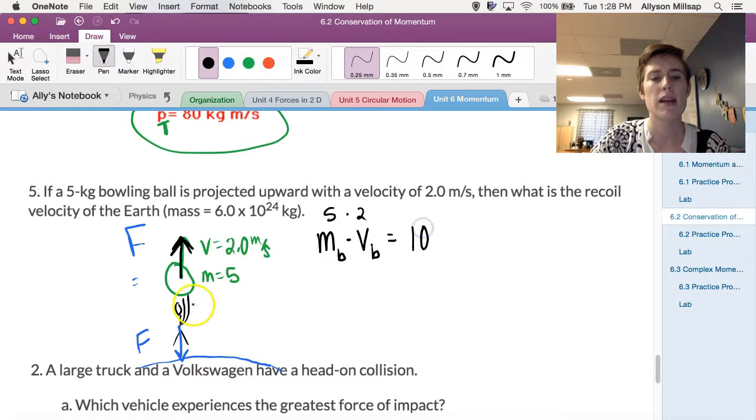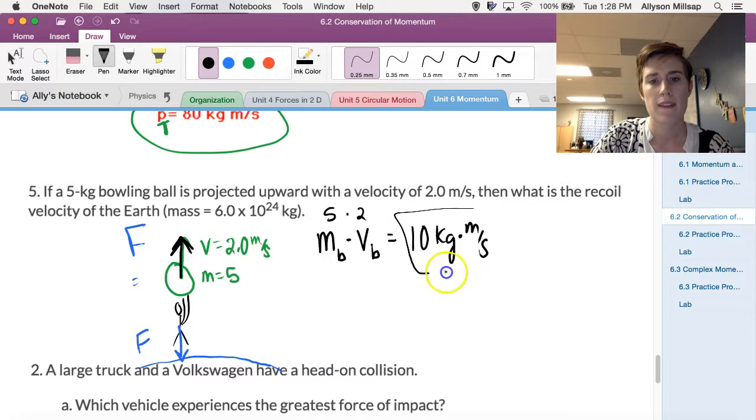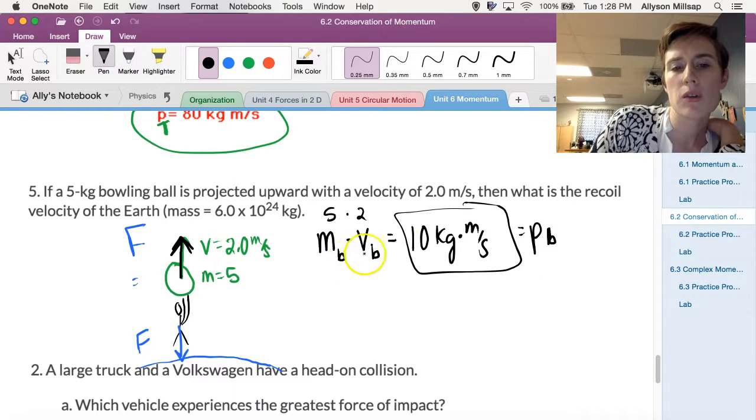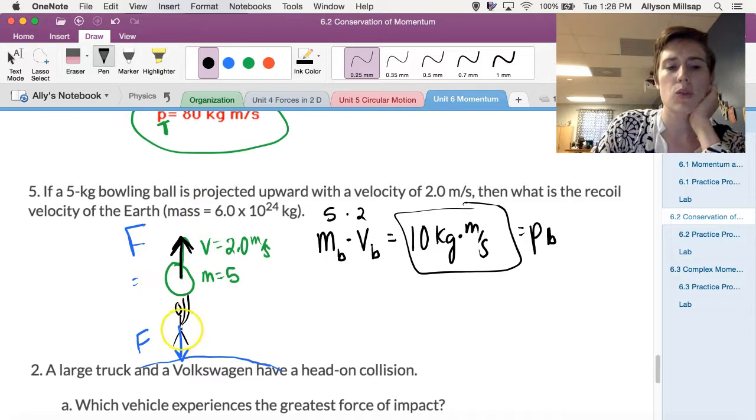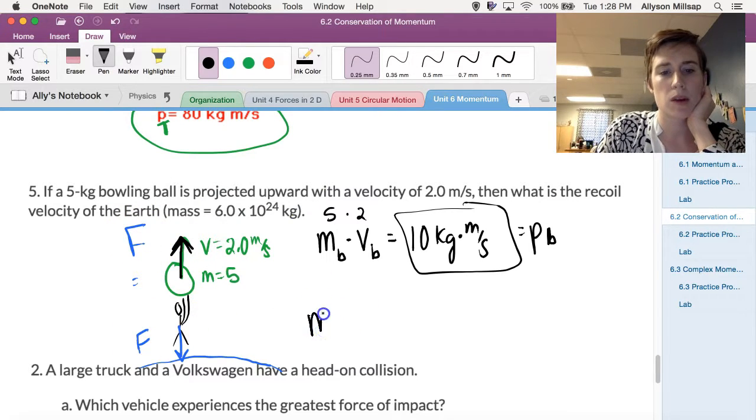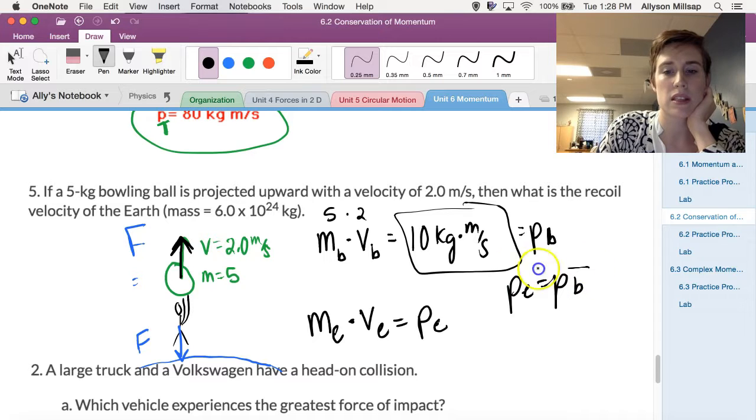So the momentum of the ball is 10 kilogram meters per second. We know the momentum of the ball has to equal the momentum of the person pushing on the earth. So the earth is going to have the same momentum as the ball, because the momentum is always going to be the same, just like force is always the same. So the mass of the earth times the velocity of the earth should equal the momentum of the earth. The momentum of the earth and the momentum of the ball should be the same.